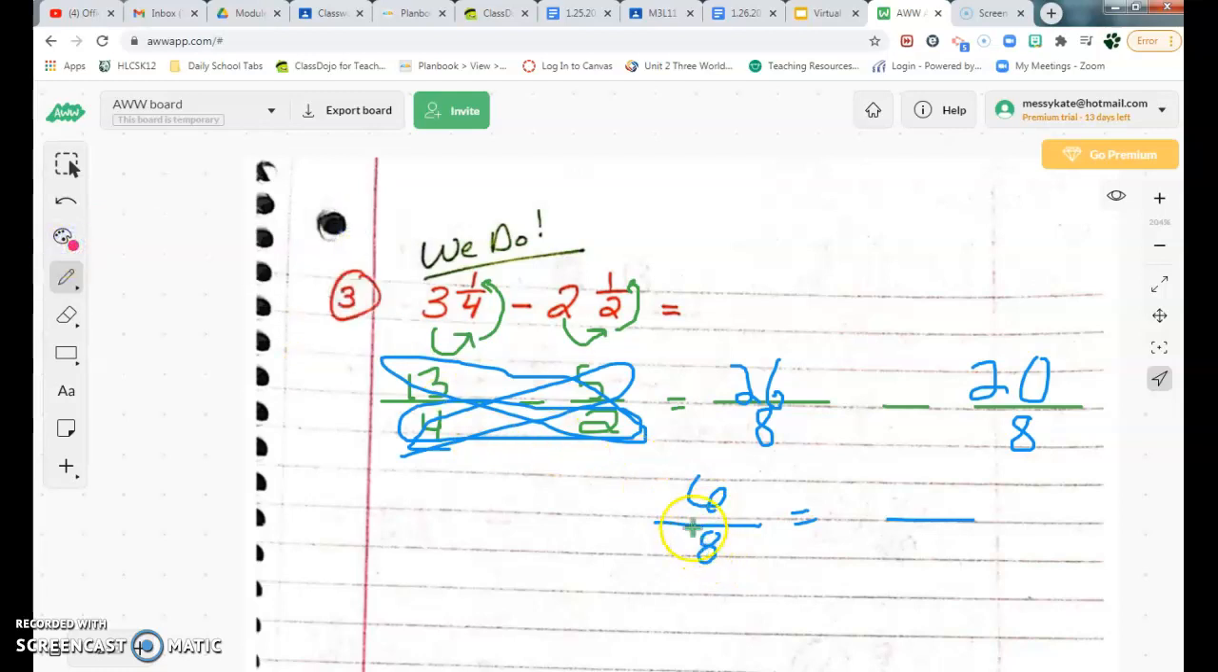So I need to ask myself, how many times can 2 go into 6? 2 can go into 6 3 times, and 2 can go into 8 4 times. So my simplified answer, or my reduced answer, is going to be 3/4. Okay? And that cannot be reduced anymore. 3 and 4 do not share any factors in common.